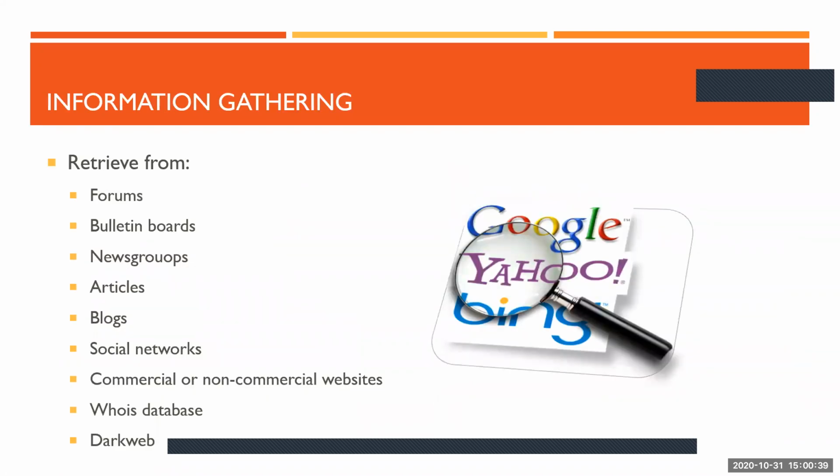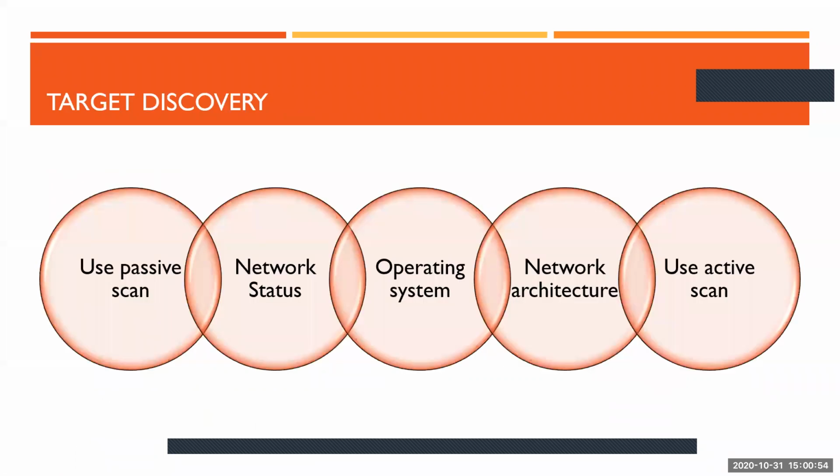Okay, so where do they really get the information? Online. Oh, I have a typo there. News groups, articles, social networks, commercial, non-commercial website using Whois, and of course, dark web. Okay. So in target discovery, these are some of the things that we do.